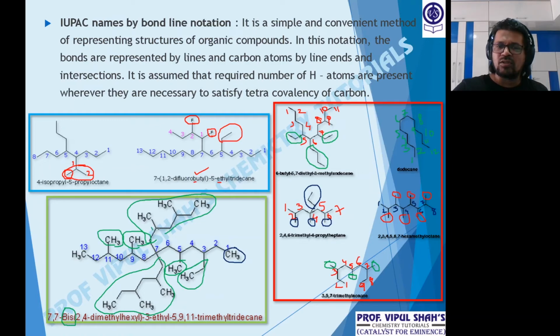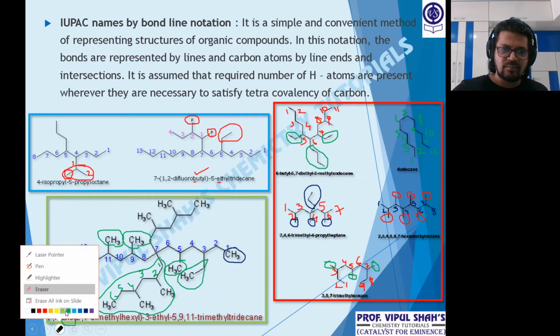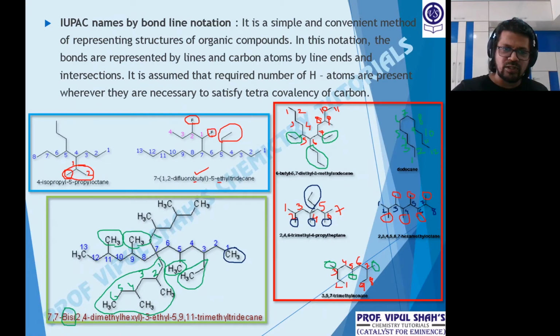Here also, if I count, it's 1, 2, 3, 4, 5. It's a skeleton of 5. That's pentyl. Sorry, it's not 5, it is 6. I'm sorry. This one is 5 and this one is 6. Here I have made a mistake. I'll just rectify it.